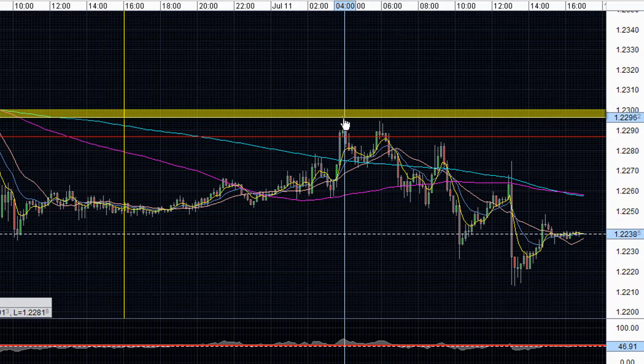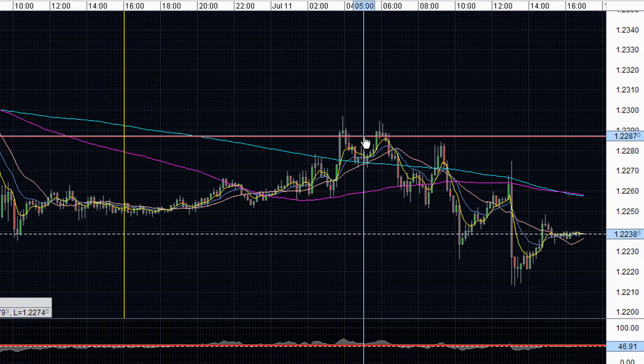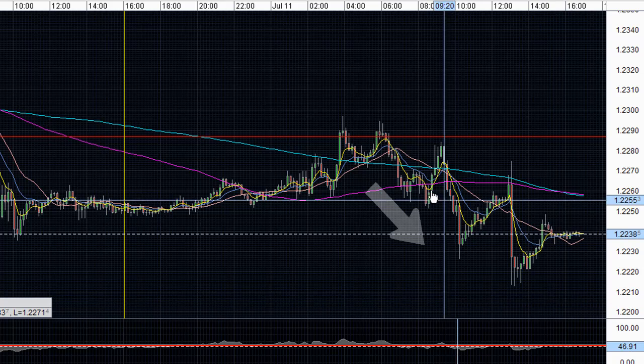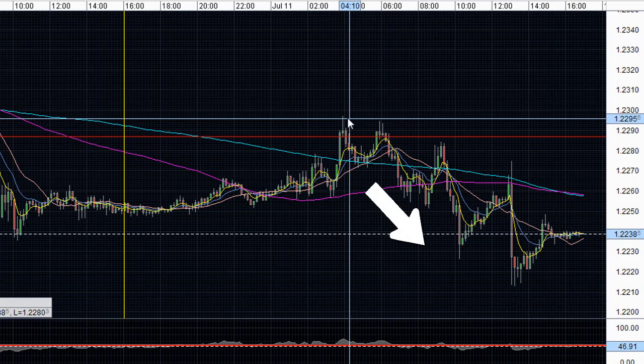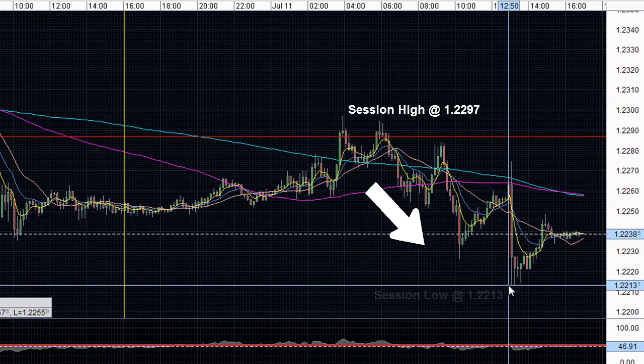It found resistance at 2297, and it was at this level that the market sentiment changed, and we began to see signs of the weakening of the euro. And for most of the U.S. trading session, we see this bearish move in price, and we saw the pair fall 84 pips from the session high at 2297 down to the session low here at 2213 for about 84 pips.